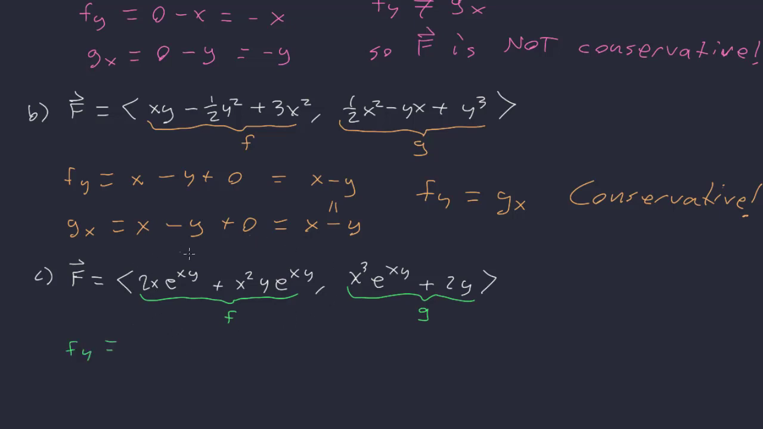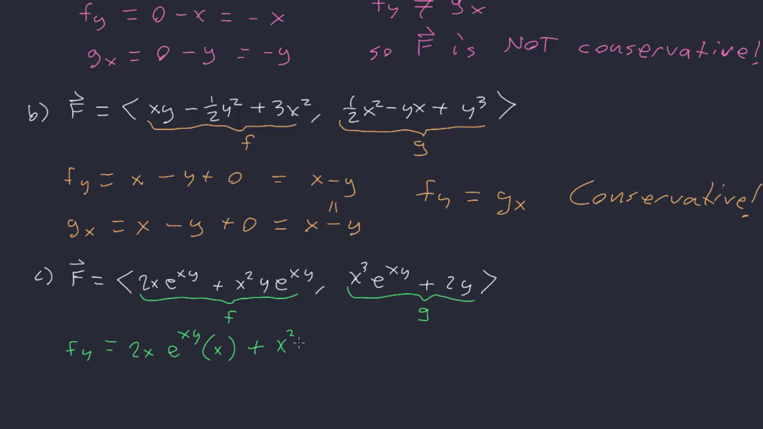So f sub y. Well, when we do f sub y, keep in mind that this 2x is now just a constant, so it's just going to be the derivative of e to the stuff, which will be itself, times the derivative of the stuff, but since it's the derivative with respect to y, it will be an x here. Okay. Then, when we do this piece, the x squared can just come along for the ride, but I have a y e to the xy.